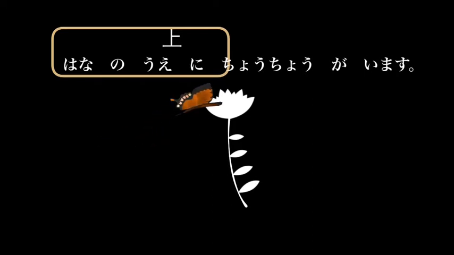This time we're going to be talking about the flower as the location, because we've actually got a butterfly landing on the flower. Hana no ue ni, on top of the flower. Cho, being a butterfly. Cho ga imasu. Imasu because it's a living animal or creature, and therefore takes imasu. Hana no ue ni, cho ga imasu. There's a butterfly.